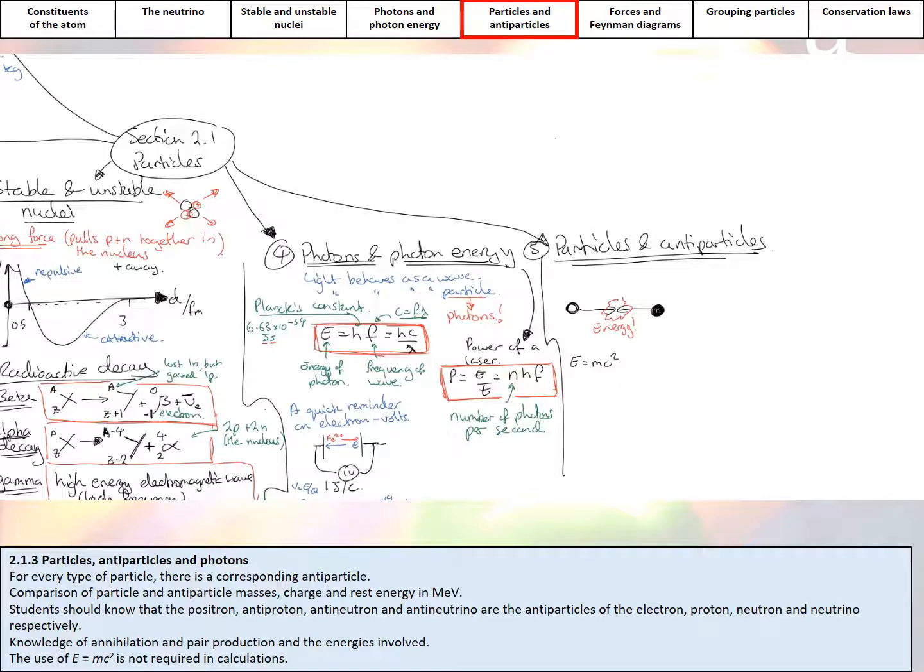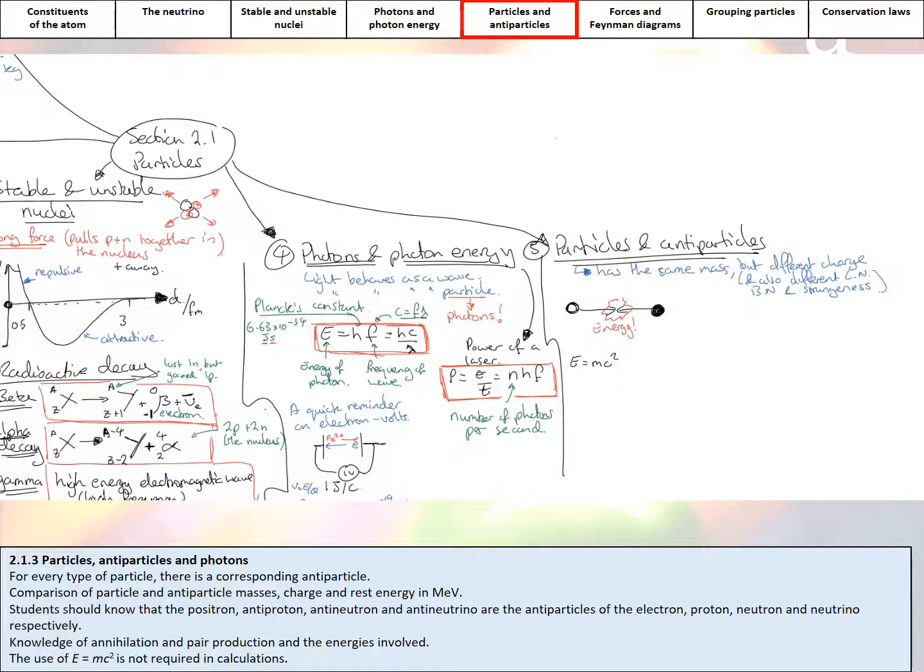But what makes an antiparticle an antiparticle? Well, it has the same mass as a particle, but it has a different charge. So an anti-electron would be positive rather than negative. It also has a different lepton number, baryon number, and strangeness.